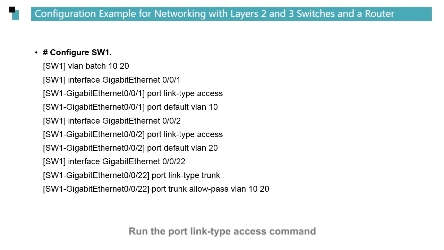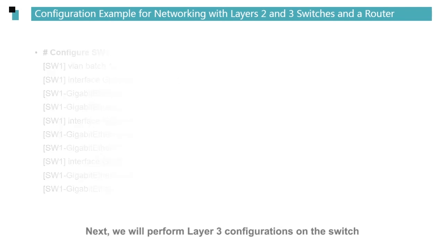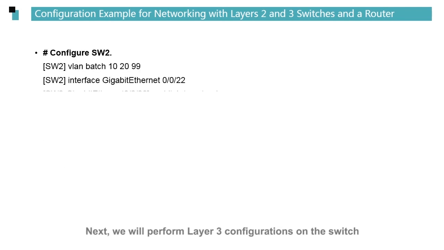Run the port link-type access command to configure GE0/0/1 as an access interface, and run the port default vlan 10 command to add GE0/0/1 to VLAN 10. Then repeat these steps to add GE0/0/2 to VLAN 20. So far, layer 2 configurations on the switch are complete. Next, we will perform layer 3 configurations on the switch.